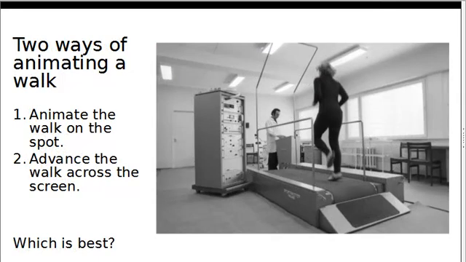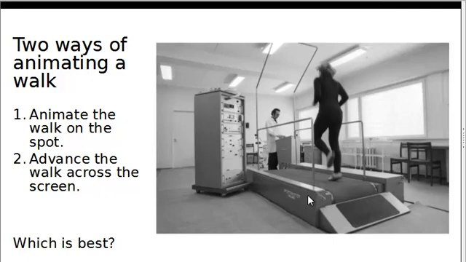Now, there are two ways of animating a walk. You can either animate the character walking on the spot on a kind of imaginary treadmill. That's why I've got this image of a treadmill here. Or we can literally advance the character across the screen and then use the world control to pull them back to the origin, a kind of counter animation, if you will. Now, both are completely legitimate ways of animating a walk. Both have their advantages and disadvantages.